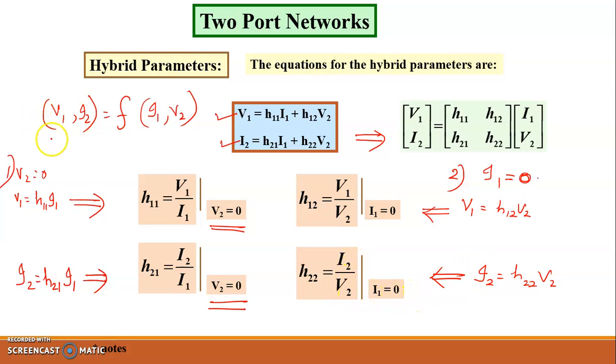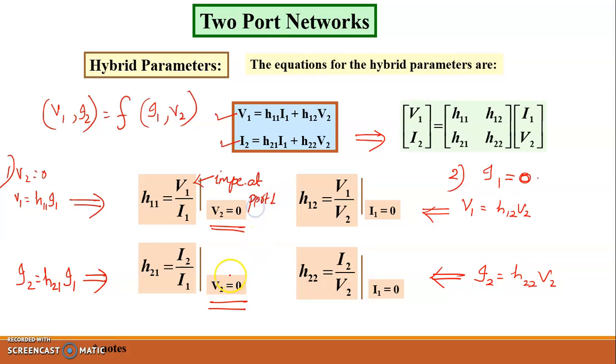So if I am making V2 equal to 0, I can solve for H11 and H21, and if I am making I1 equal to 0, I can solve for H12 and H22. Actually, H11 is the ratio of voltage to the current in port 1, and therefore it is actually the impedance at port 1.